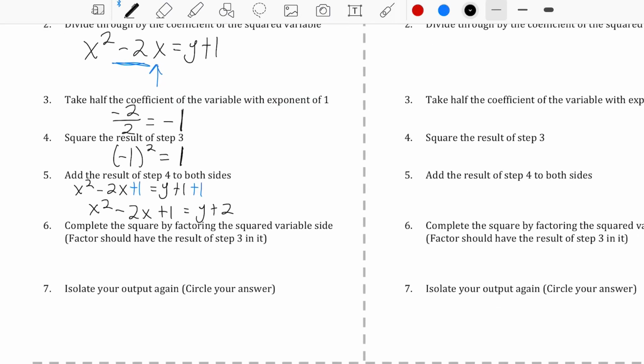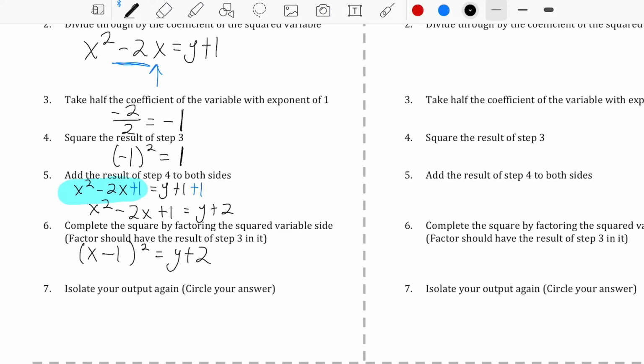Complete the square by factoring the squared variable side. So that would be this side right here. What we did while we went through this whole process is we created a perfect square on this side from the spot that I highlighted. So when we factor it, I'm going to say it's x, and then the next part is whatever we got when we divided that coefficient by 2. So up in step 3, minus 1, squared, equals y plus 2.